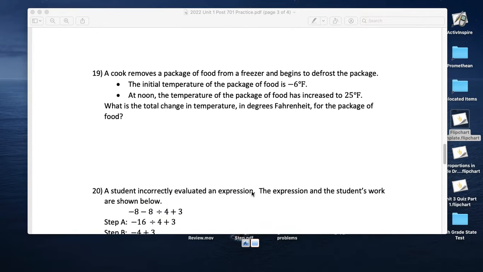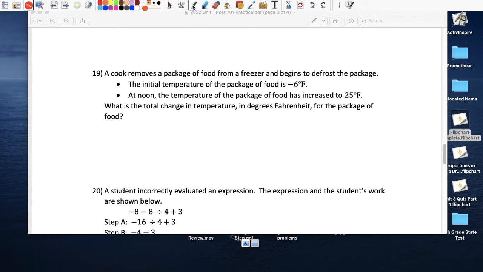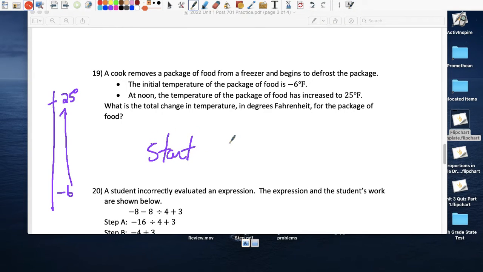19. So a cook removes a package from the freezer and begins to defrost. There's something that's really, really cold, and it's going to obviously increase in temperature. So if you use a number line, here's negative 6, and it's going to go up all the way to 25 degrees. So, again, if you want to think about a thermometer, it went up, or if you want to think about where did we start, think about start, change, and final.